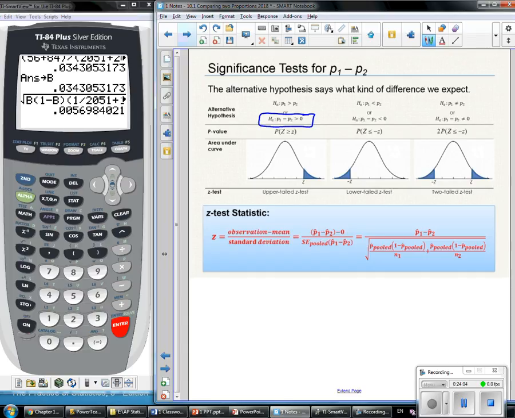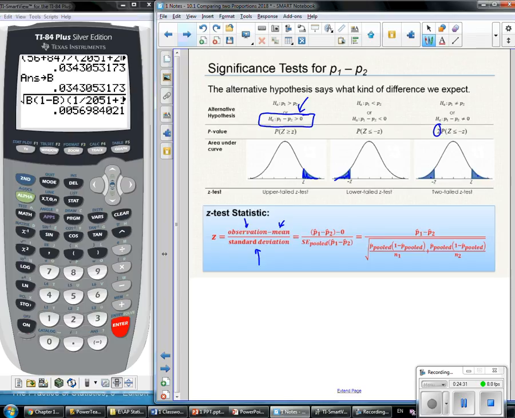So if I'm doing an upper tail test, I'm still talking about that upper tail. If I'm doing a lower tail test where I expect the difference to be negative, I'm going to do a lower tail test. If I'm just looking to see if there's a difference between the two values, then I'm going to do a two-tailed test, and I've got to include that 2 in front. To calculate the test statistic, we're going to use the same process that we've always done. Our observation minus the mean of the distribution divided by the standard deviation.